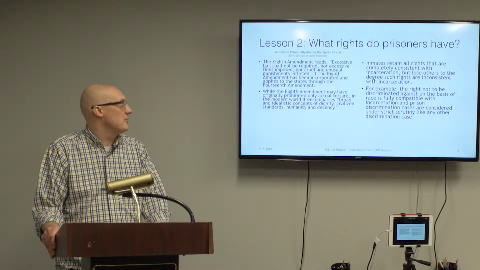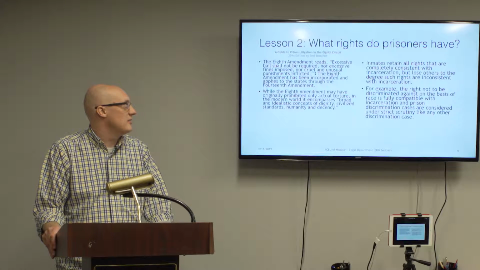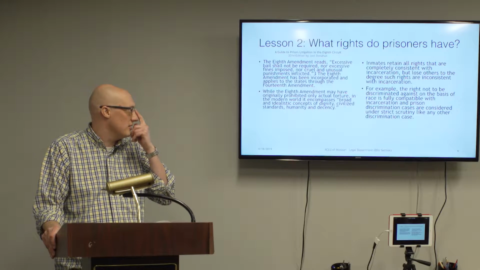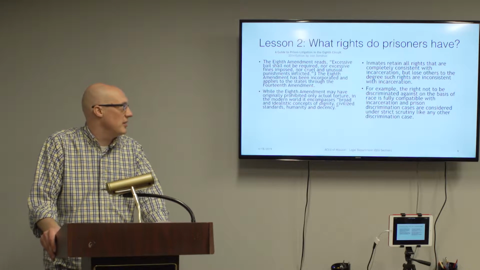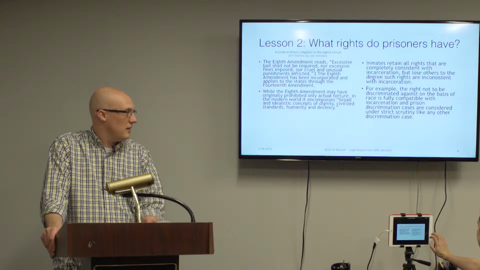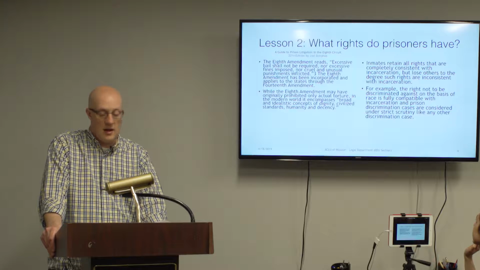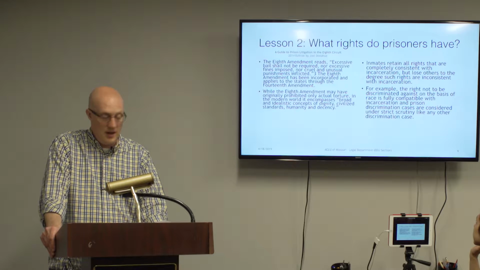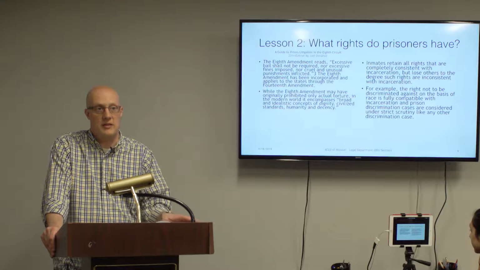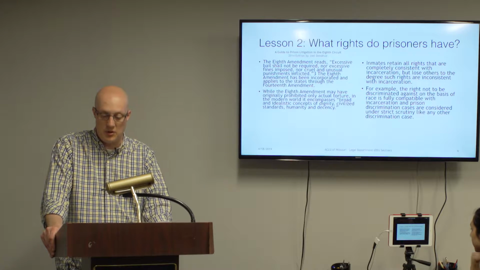The right to not be discriminated against on the basis of race is fully compatible with incarceration, and prison discrimination cases are considered under strict scrutiny like any other discrimination. So that is an example of the Turner test, which we will get to in a minute. But before we do that, I'd like to talk about the deliberate indifference test a bit more.